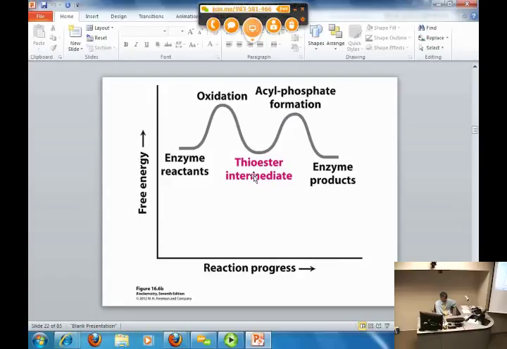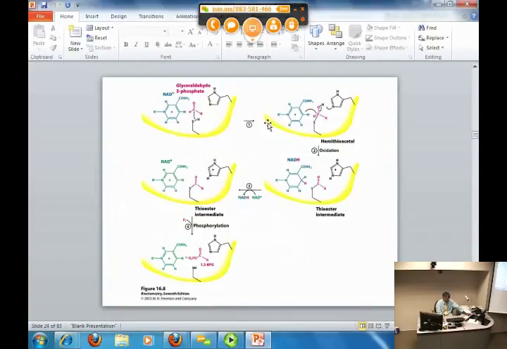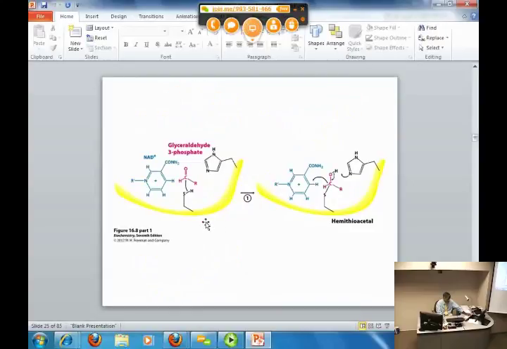Oxidation, thioester intermediate, because we don't know yet what happened. Acyl formation and then enzyme product. That's what we had, free energy formation. These are some of the mechanisms, how the NAD and histidine and cysteine are binding together. If you are interested in doing a PhD on one enzyme, on one reaction, you can get a PhD, okay? It's all about X-ray crystallography, and then you can mutate certain enzymes on this product, and you can do a lot of studies on this, okay? Now, the yellow is an enzyme, and the enzyme's amino acids are participating in the conversion of the enzyme substrate, the reactants, into the product.